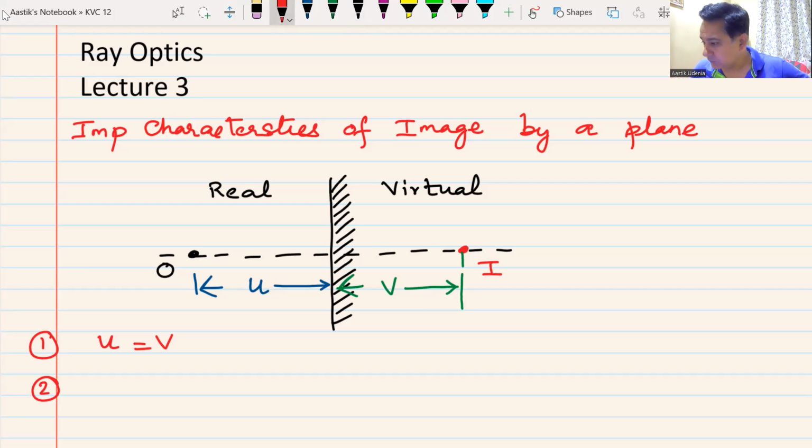The object is a point object. U is equal to V. That is the only thing we know, or do we know something else? No one has any idea? What would be the next point? The next point is right now on your screen, which I have highlighted. We have already discussed this. What is the next point?